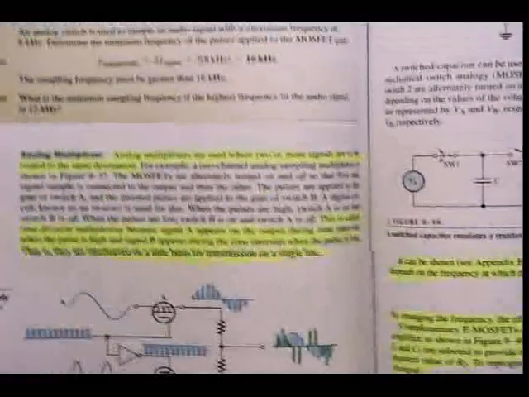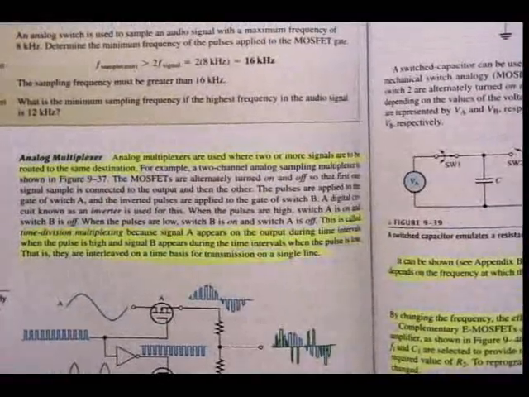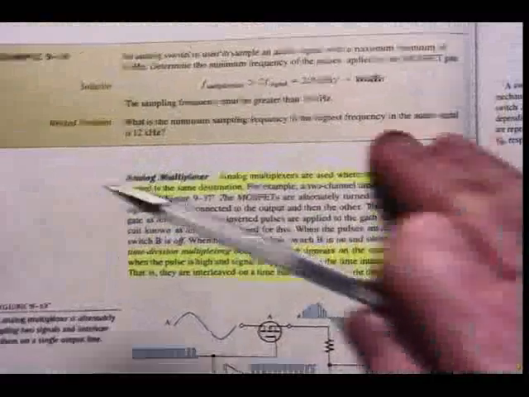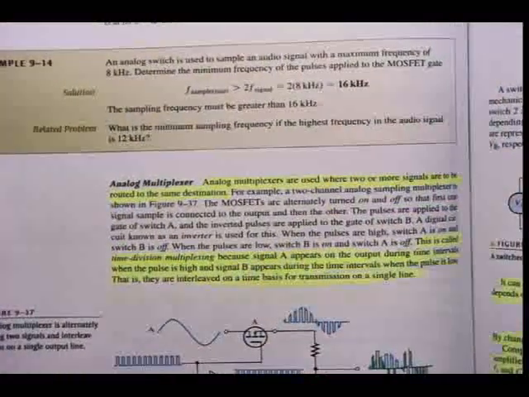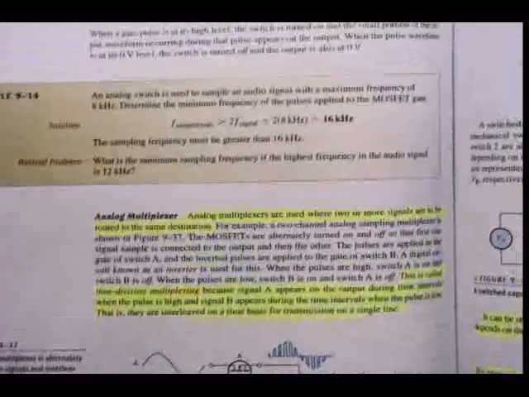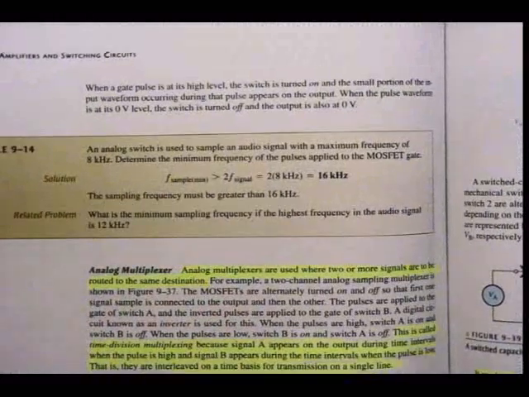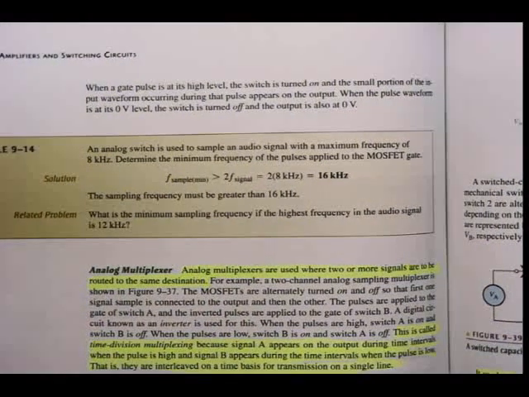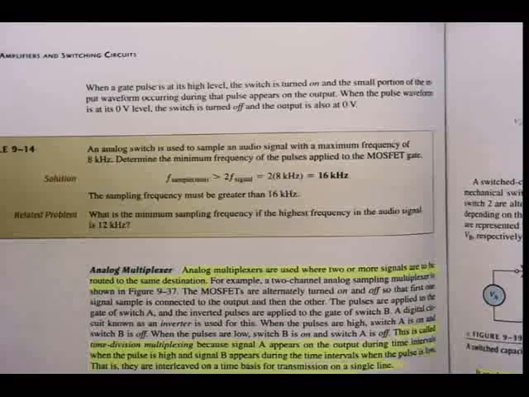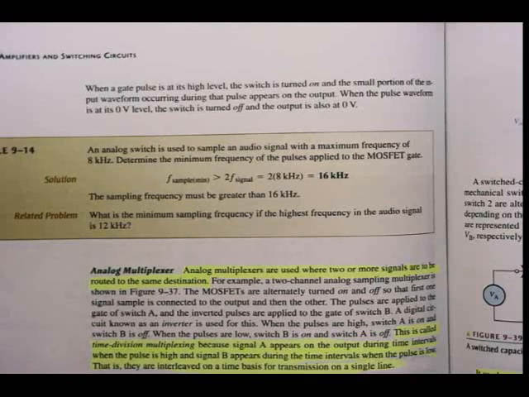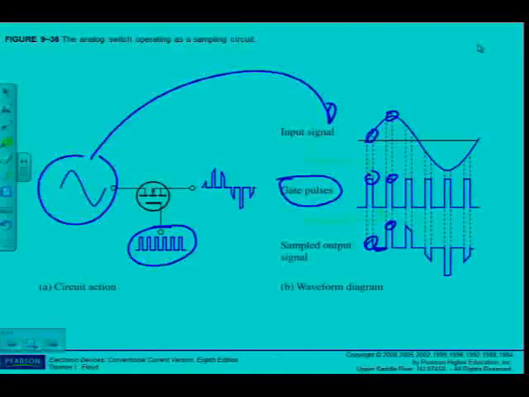So, when a gate pulse is at a high level, as we've seen, you can just perhaps mark that, as we've seen in the figure that I've shown. The switch is turned on and a small portion of the input waveform occurring during that pulse appears on the output. When the pulse waveform is at the 0 level, the switch is turned off and the output is also at 0. That's just what I've shown you here.